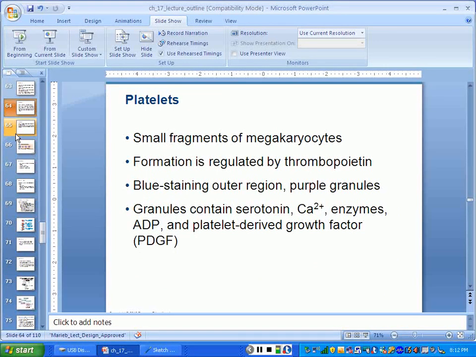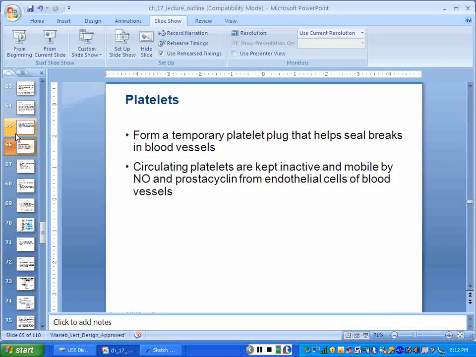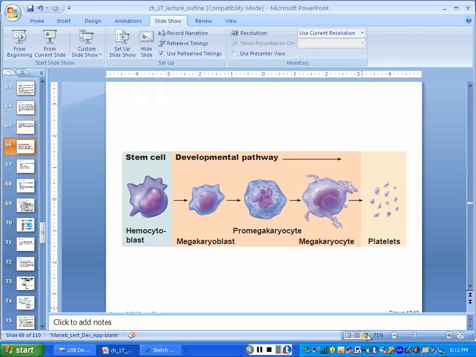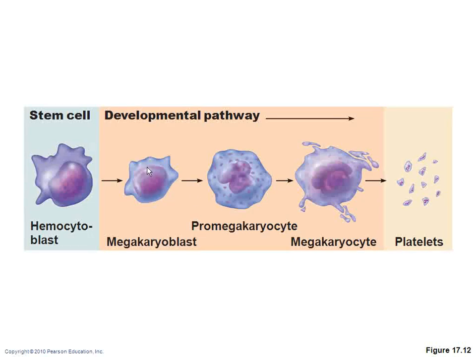And then we get to the little old guys, the little platelets. They are fragments of this cell right here. Hemocytoblast becomes eventually a megakaryocyte. You do need that name. Look, it's big. That's why it's called mega. Karyo means nucleus. It's a big nucleated cell. Oh, what a shock. It's not like a red cell. It didn't give up its nucleus.